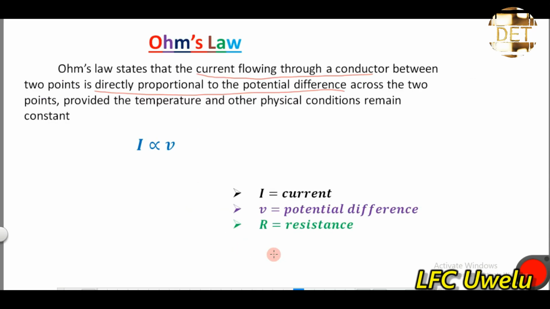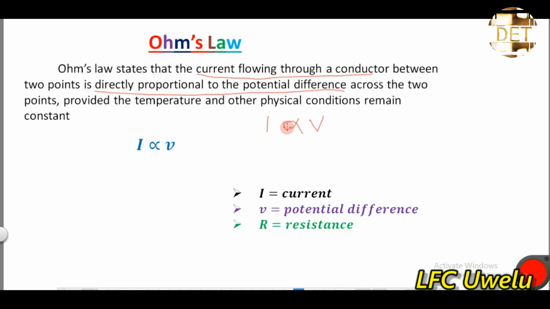which is V. So again, Ohm's law states that the current flowing through a conductor between 2 points is directly proportional to the potential difference across the 2 points, provided the temperature and other physical conditions remain constant. So Ohm's law is trying to say that the current flowing through a conductor between 2 points is directly proportional to what? The potential difference across the 2 points, provided the temperature and other physical conditions remain constant.